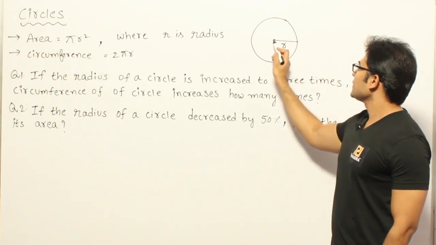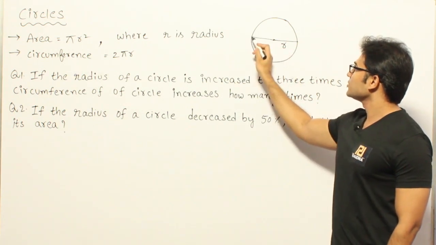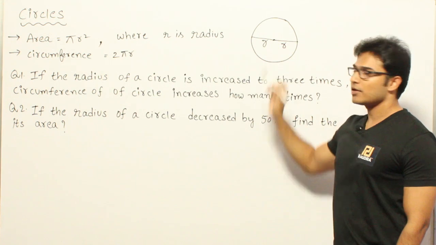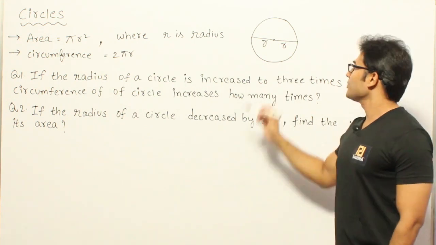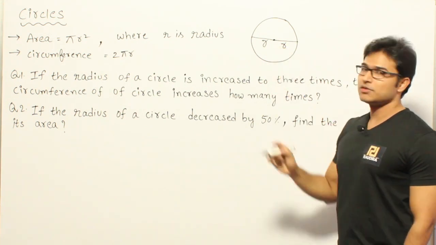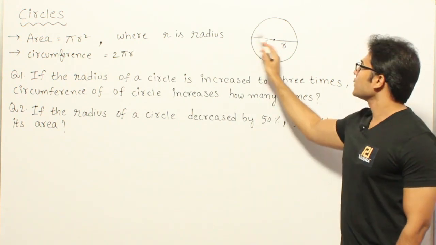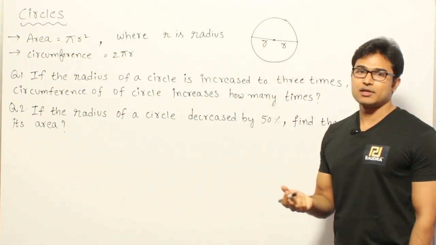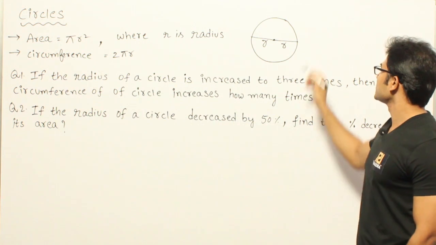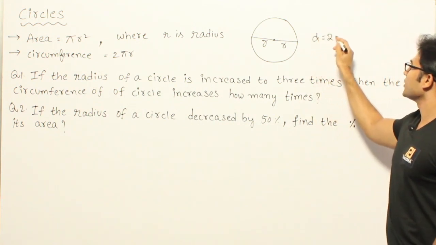Now if you extend this line to the other side, then this total length will be 2 into r, which is called the diameter. Any line passing through the center and ending on the circumference is called a diameter, right? So diameter equals 2 into radius. So d equals 2 into radius.